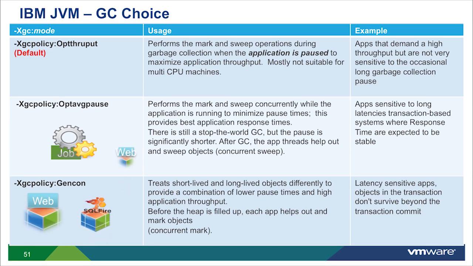Opt average pause is probably for job schedulers and small web applications. For large web applications or in-memory databases, you want to use the gencon policy. When using the gencon policy in combination with large pages, you want to be careful about that. Sometimes you can get into fragmentation issues. Always turn on gencon policy or CMS first and get your performance numbers out of that. And if you can't get your performance numbers out of that, then consider large pages.